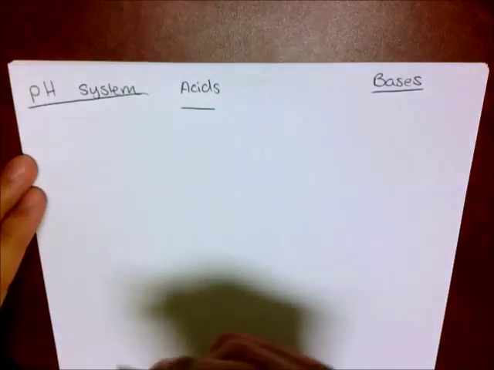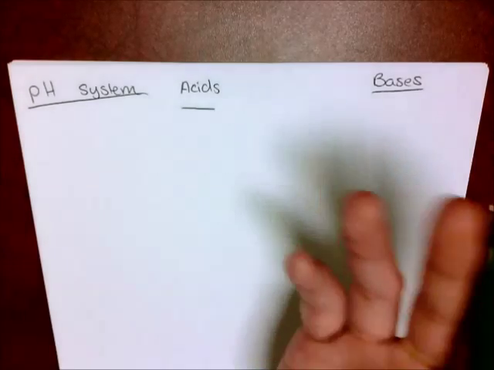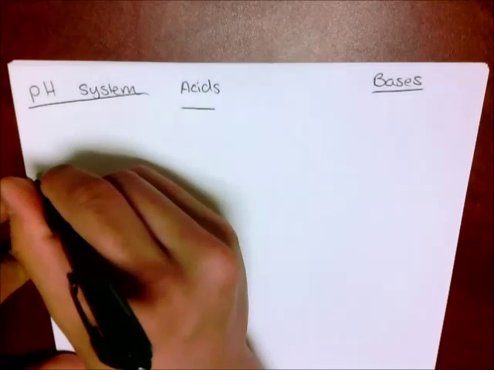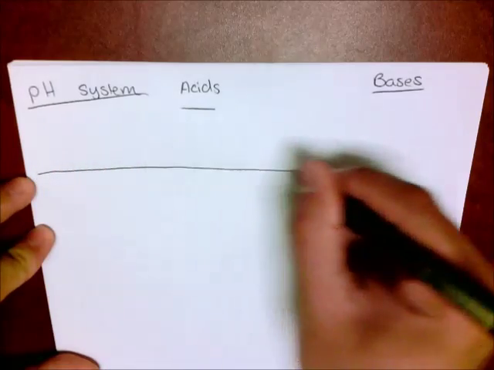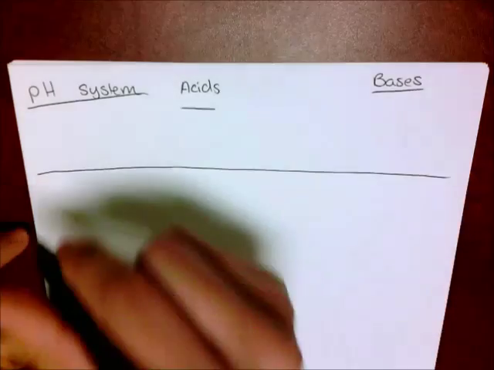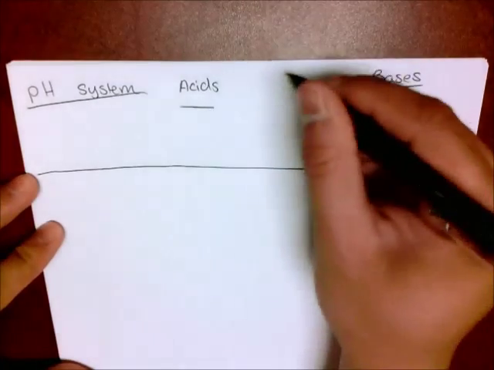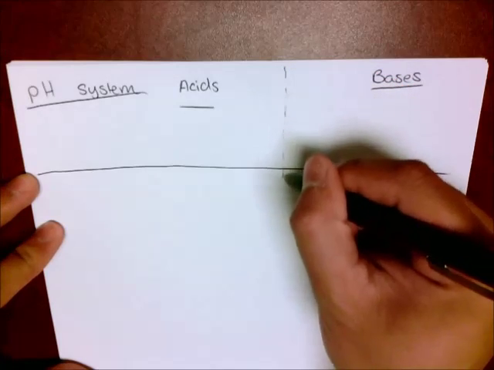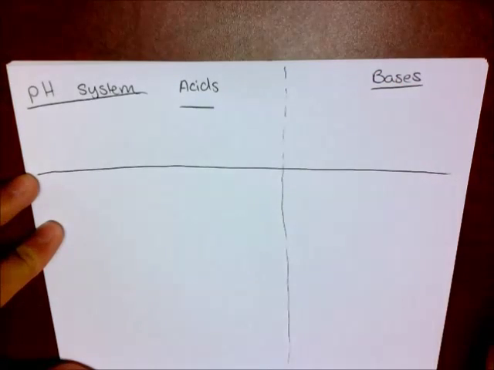Here's the pH system. It's going to be a scale, and I don't really care which way you write it, but I'm going to write it left to right. Alright, here's your pH scale. And from now on, acids are going to be on this side of the paper, and bases are going to be on the other side.